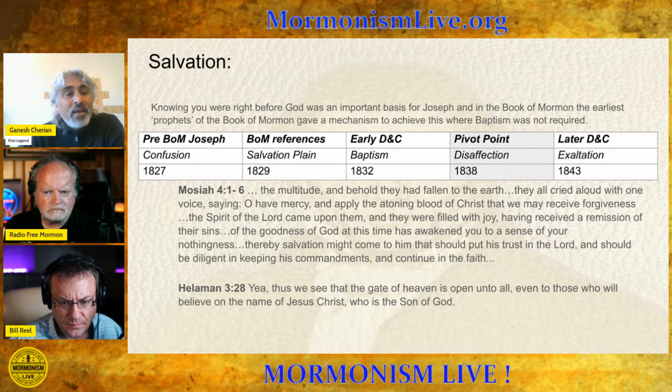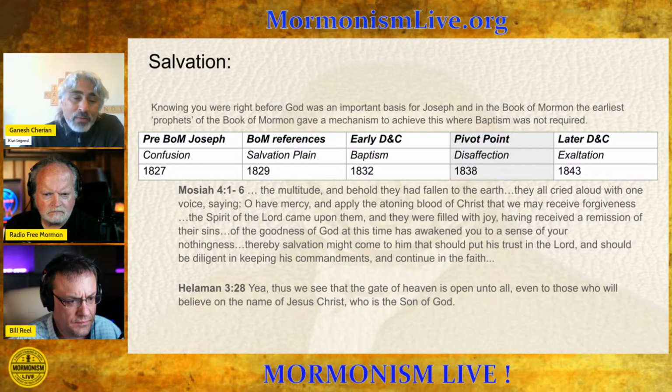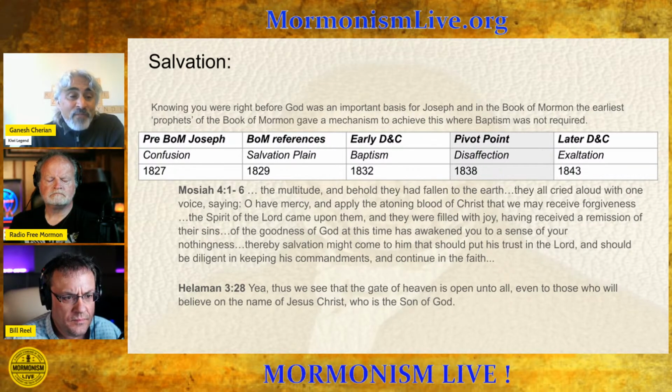And I think that's why we see him change from the lost 116 pages, which we know was probably more universalist, because that's the thing that Martin objects to in Doctrine and Covenants section 19, and we see him then become very concerned about salvation in Mosiah.